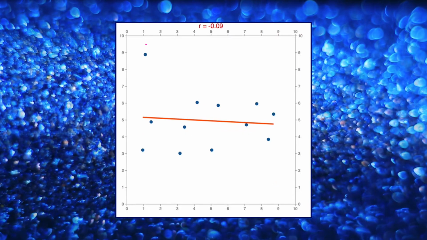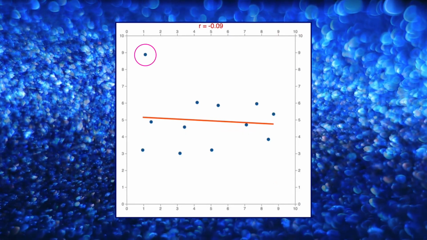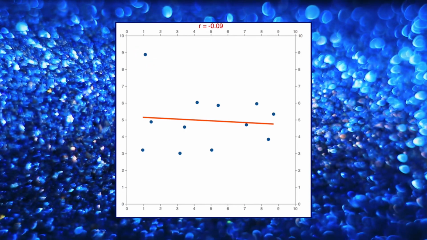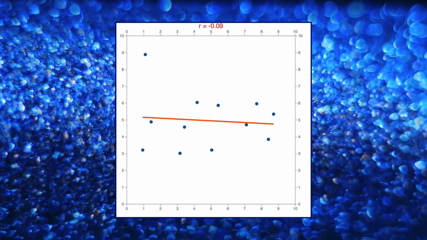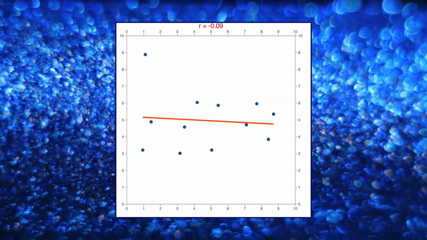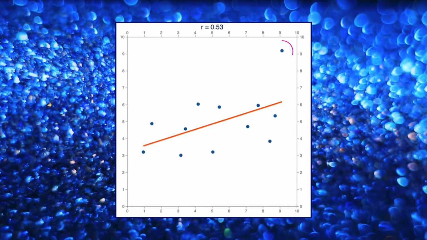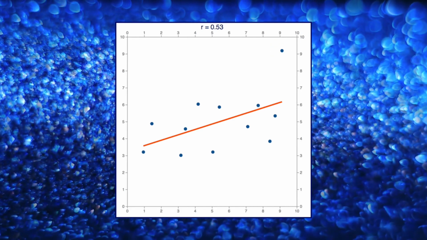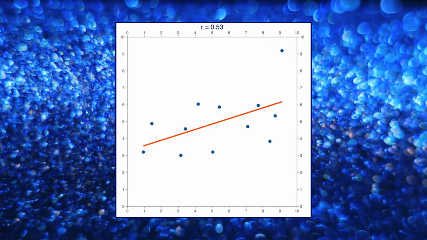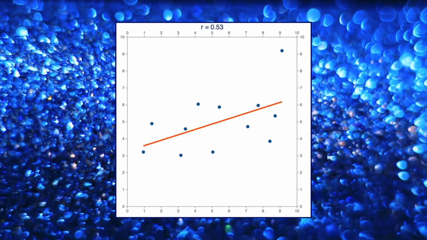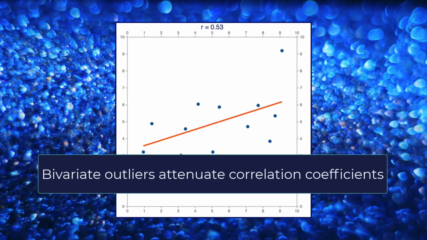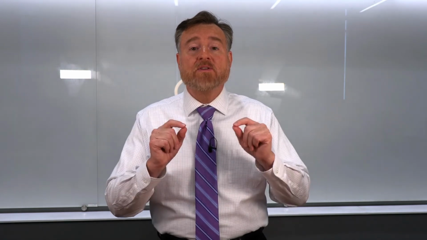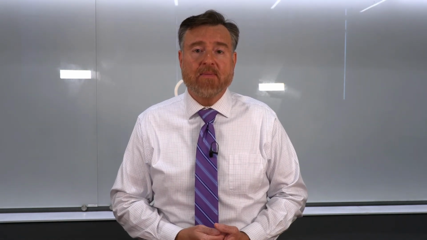If I have an outlier that is low on the x value and high on the y value, that outlier can actually reverse the direction of the correlation. Now we have a correlation of a negative 0.09. An outlier that is high on both x and y scores could artificially strengthen the correlation, making it seem stronger and more robust than it actually is. Bivariate outliers attenuate correlation coefficients, and therefore we need to know what to do about outliers when we find them in our data set.